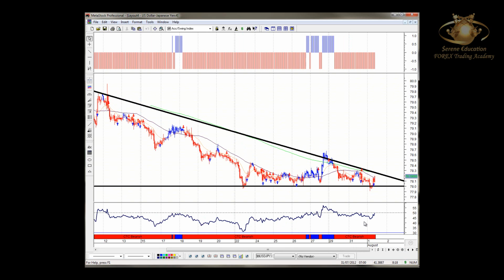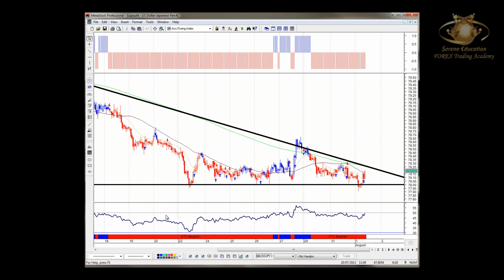My RSI is telling me that sentiment is still negative. Look at that. We're spending more time below 50. And as long as price is trading below 50, it's telling you that sentiment is still negative. Okay, so we're in a negative range, consolidative range, and a negative trend long term. So if this is to be bullish, I'd need to see price trading well above 78.50, 78.60 in particular.